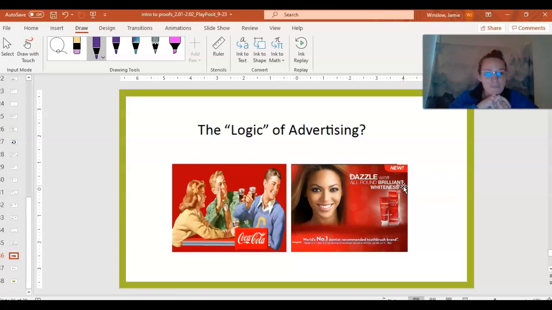So very interesting. If you're Beyonce Knowles, then you use Colgate toothpaste. If you use Colgate toothpaste, you'll have a smile just like Beyonce. If you use Colgate toothpaste, then you'll be using the number one dentist recommended brand. So see, we can make all these different conditional statements based on advertisements.